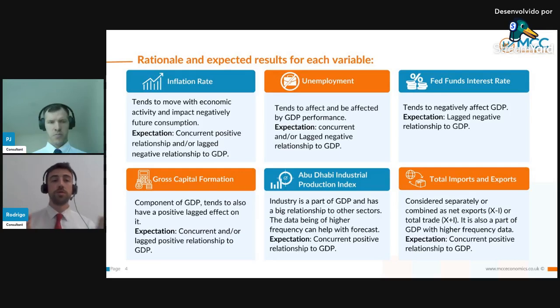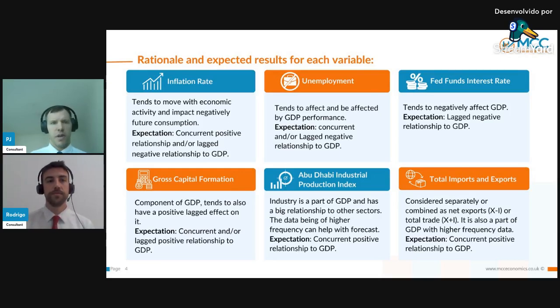So to be able to account for both of these possible relationships, that's why we included total imports and total exports as separate factors, not just put together. And again, the expectation is that we have a positive relationship, especially when we talk about total trade and GDP.